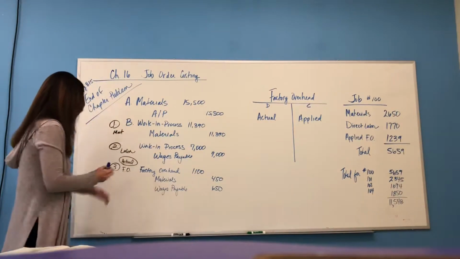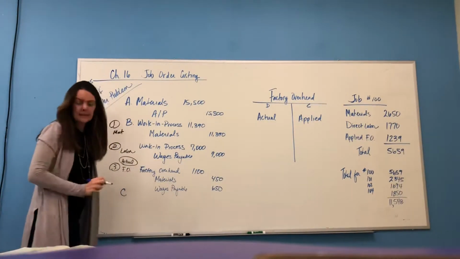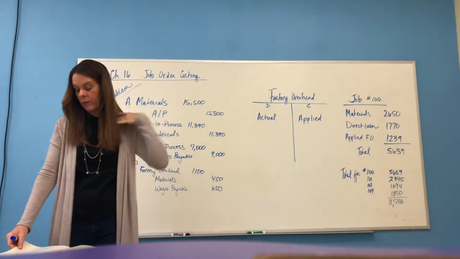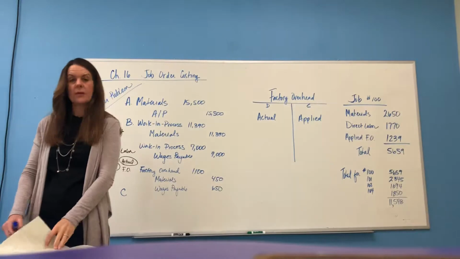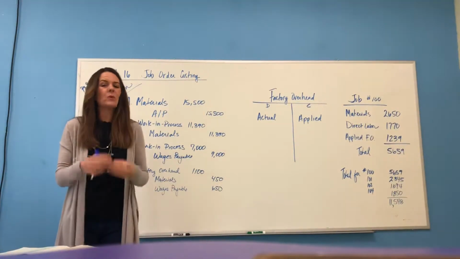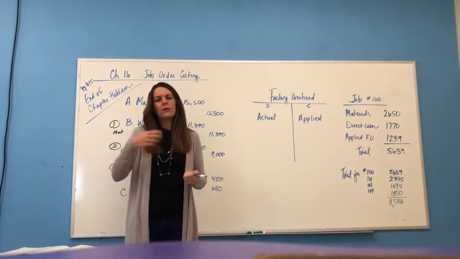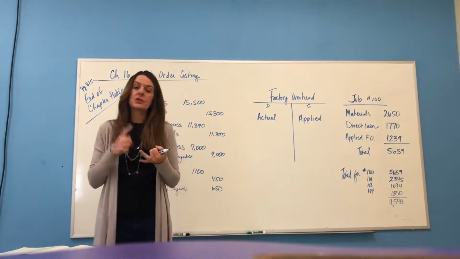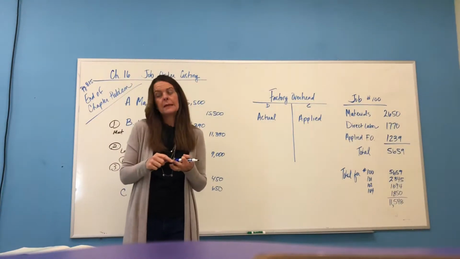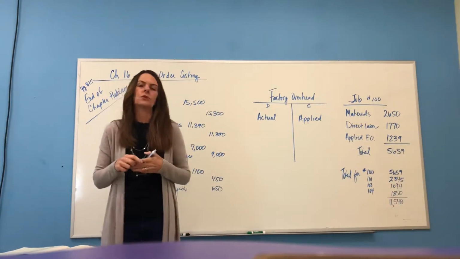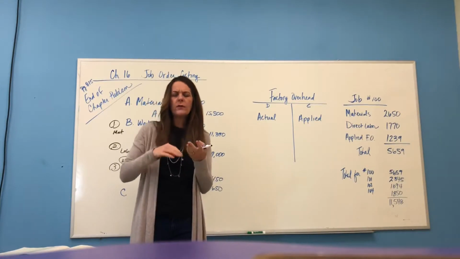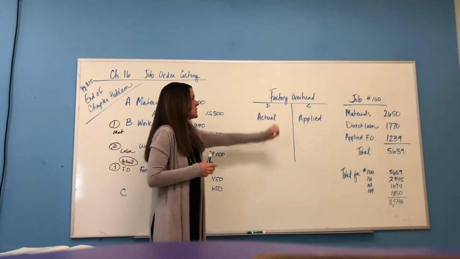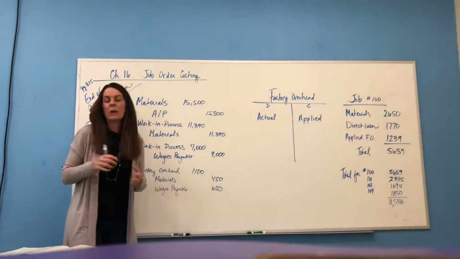All right, so let's move on to C. C says, factory overhead costs incurred on account $2,700. In this case, we're not exactly sure what it is. In the future, you might have things like property taxes on the factory, depreciation on the factory, maintenance on the factory, utilities on the factory, that sort of thing. All of those things would be debited to actual factory overhead. You would debit factory overhead, and then you would credit some sort of payable account.